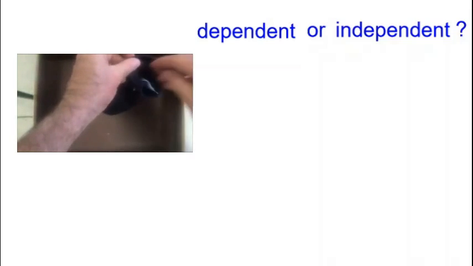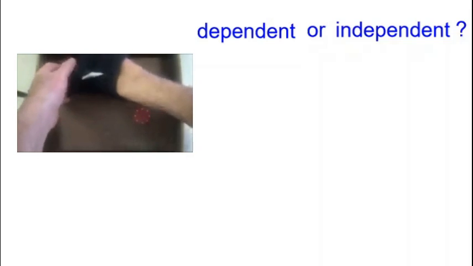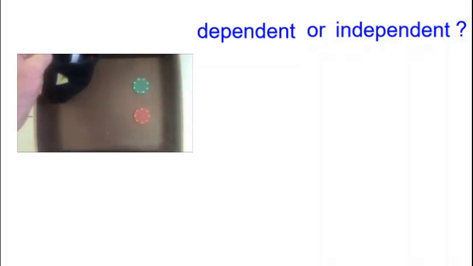So that's 2 events. The first event is I pulled a red poker chip, but I didn't put it back. Now the second event, make sure I'm really doing this randomly, I got a green poker chip. Was getting the green poker chip dependent on whether or not I got a red one? Or was it independent?